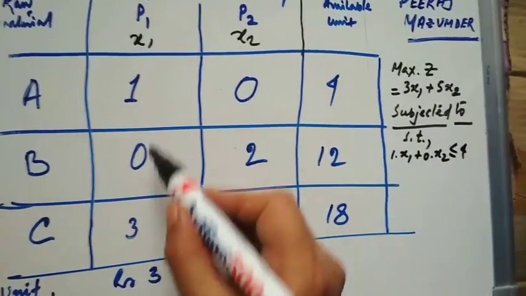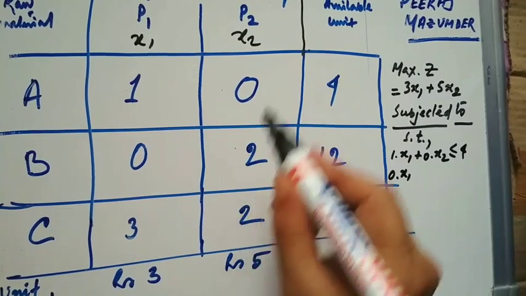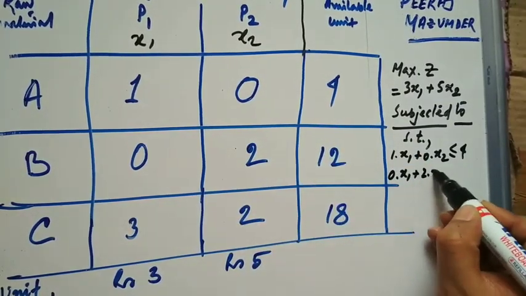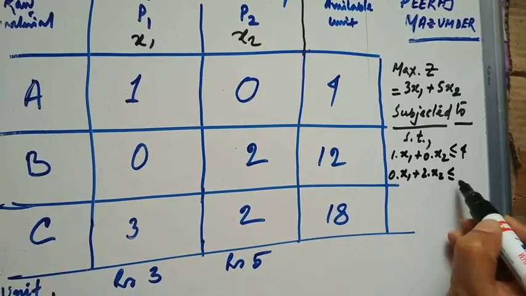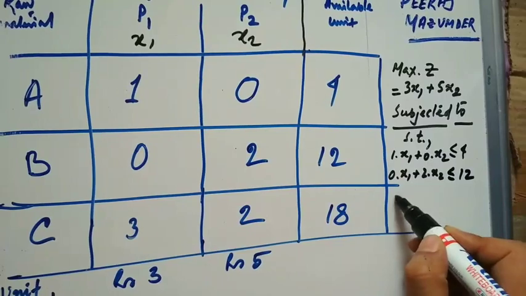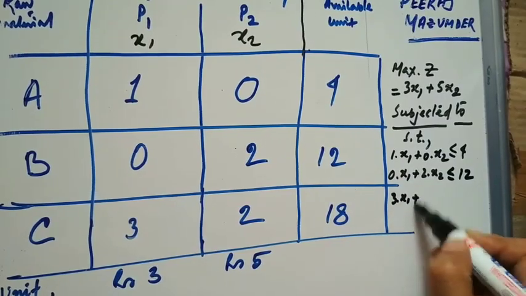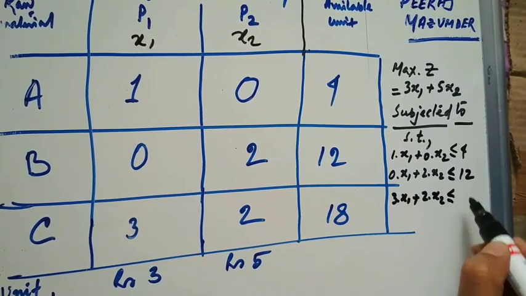Now for this second one, X1 into 0, I can write 0 into X1 plus 2 into X2. This combination should be at most the maximum available units, that is 12. Okay. For the next one, 3 into x1 plus 2 into x2 should be less than equal to 18.